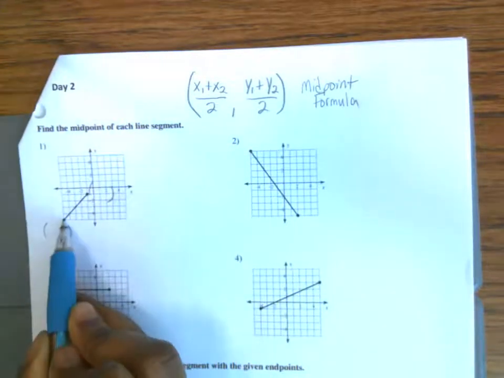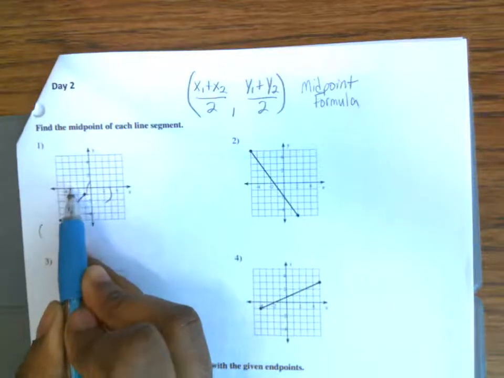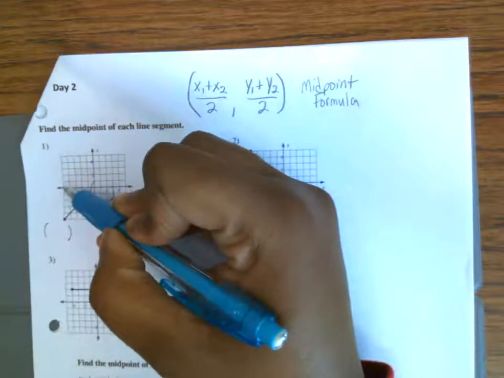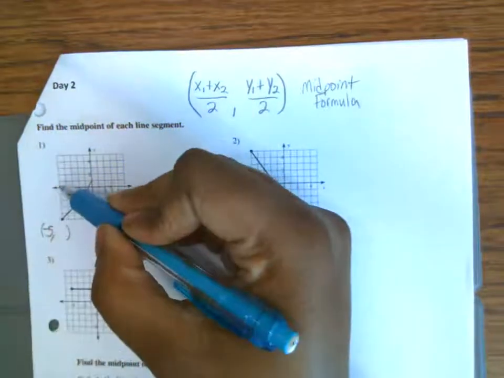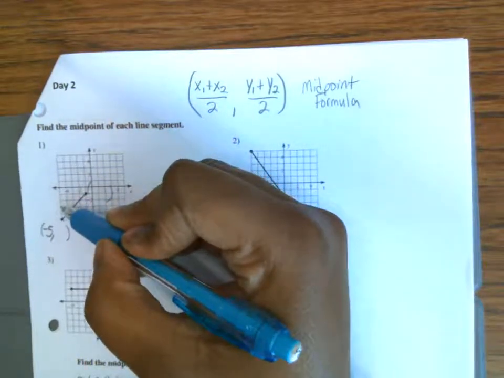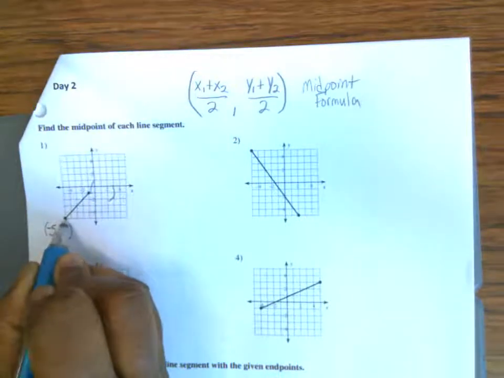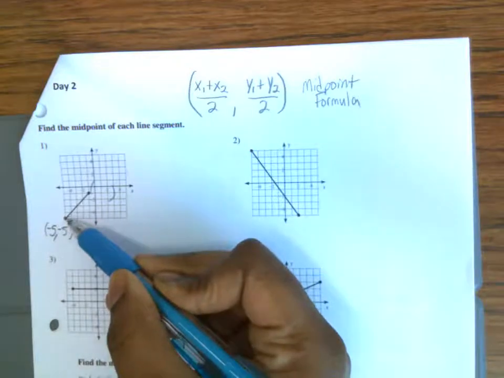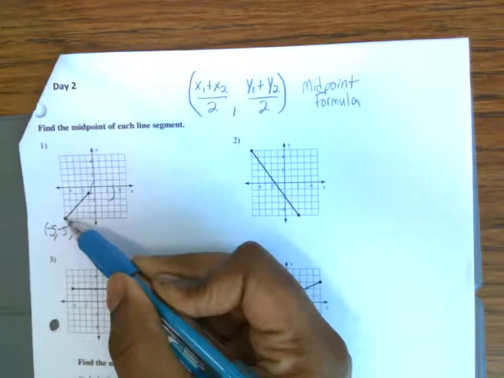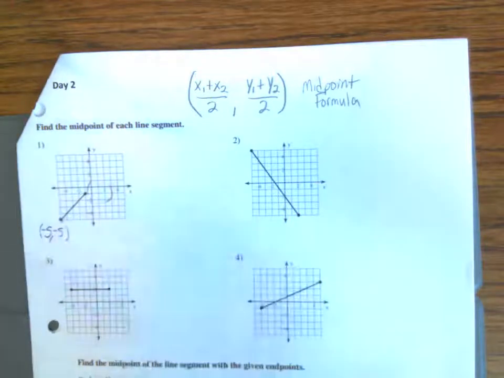Your ordered pair for this endpoint here, start at the origin, you go over, -1, 2, 3, 4, -5. And then I go down 1, 2, 3, 4, 5. So this point down here is -5 and -5. Any questions about how I got this ordered pair or this endpoint, -5 and -5?